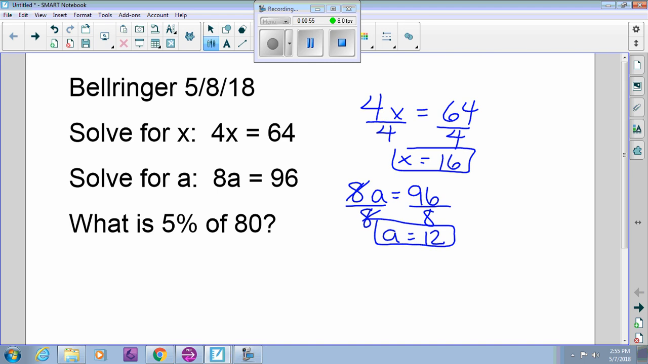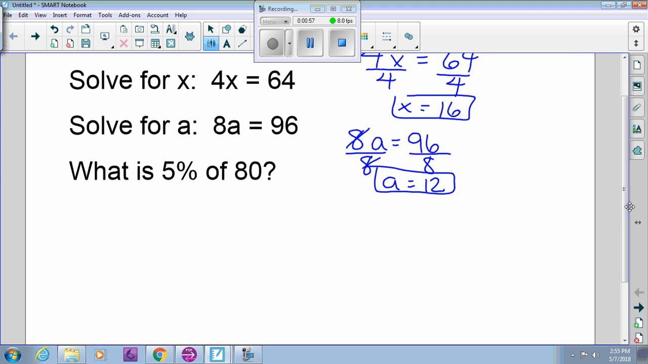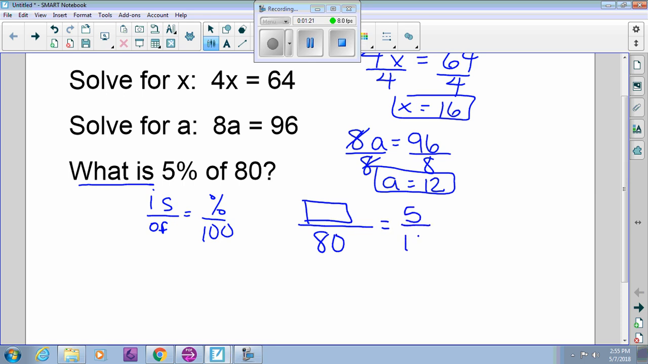All right, and then the last problem that you guys had to solve for your bell ringer is: what is 5% of 80? So remember the saying is is over of equals percent out of 100. What we're going to plug in now, so we know that the top one is blank, and this is of 80, so that goes on the bottom, and 5 out of 100. So we're just going to simplify this to 1 out of 20, and we know that's times 4. So 1 times 4, that must mean 4 is 5% of 80.